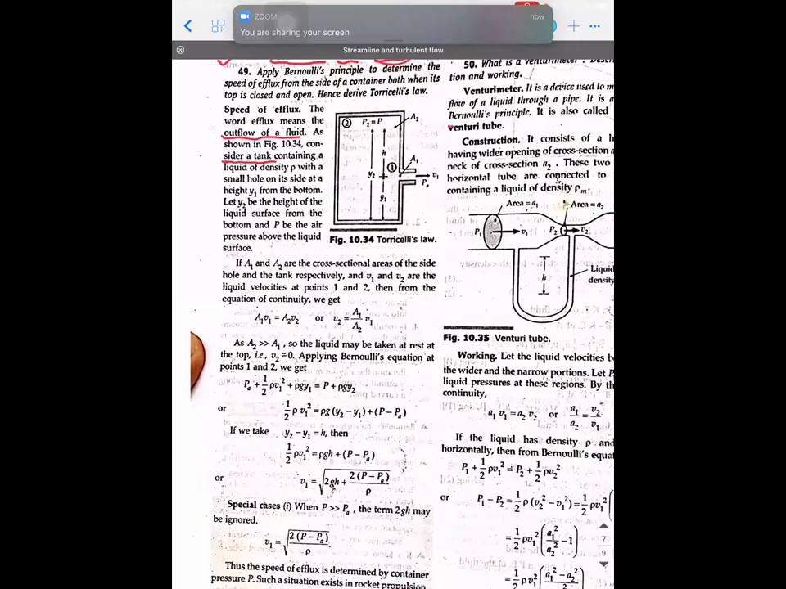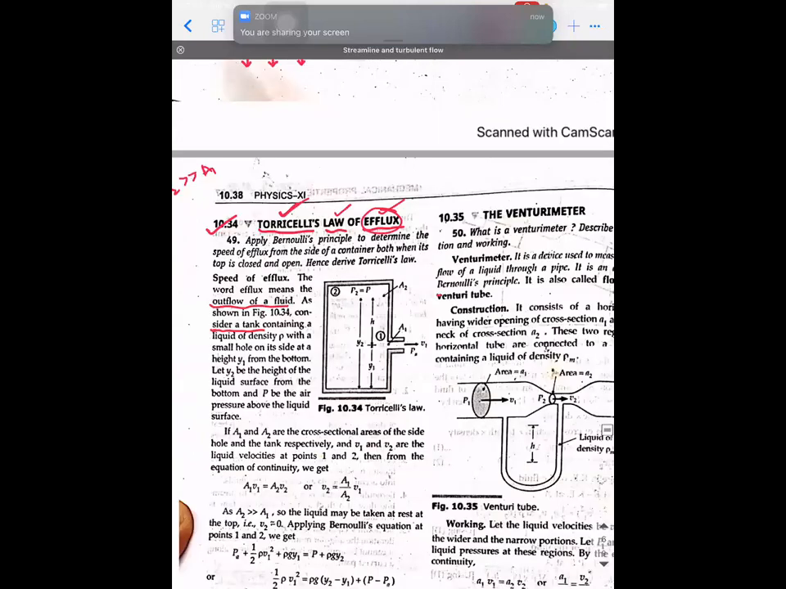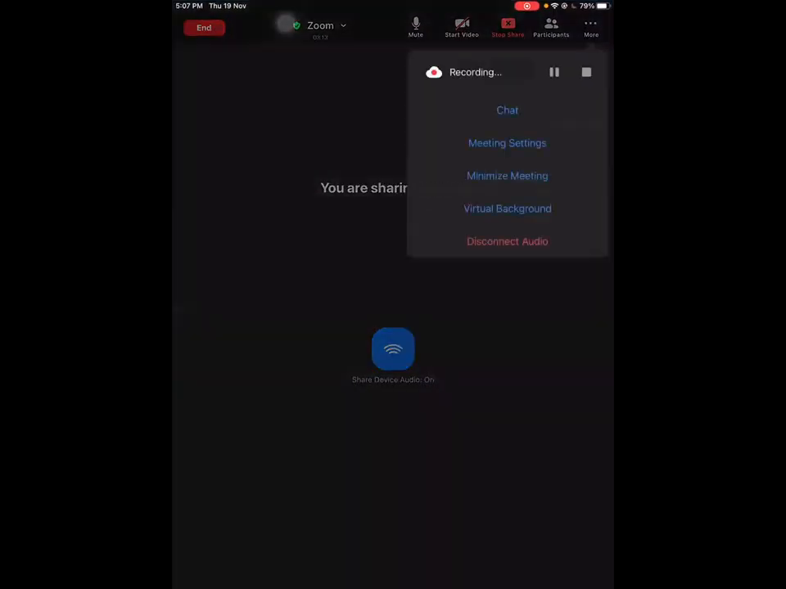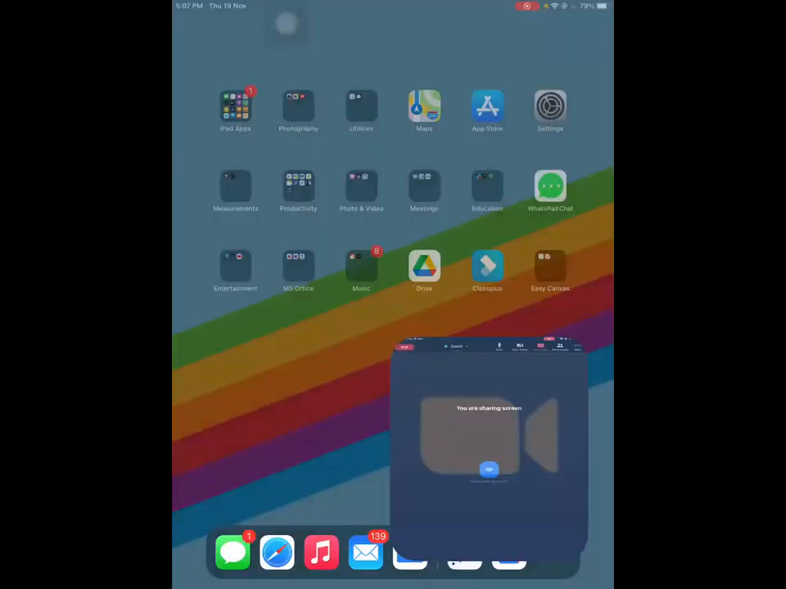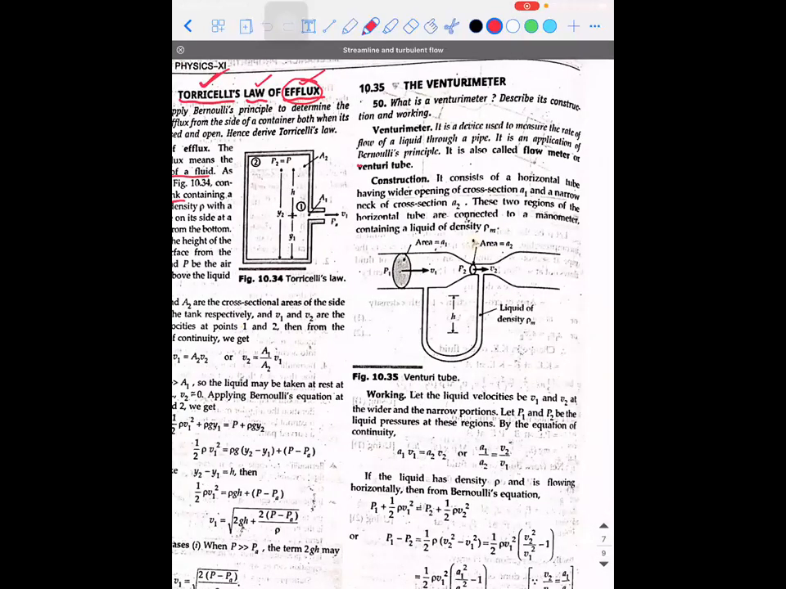Yesterday, in one of the previous classes, we were discussing one of the applications of Bernoulli's theorem or Bernoulli's principle, which is called Torricelli's law of efflux. Now we'll be discussing another topic, which is also an application of Bernoulli's theorem, which is called the Venturi meter.